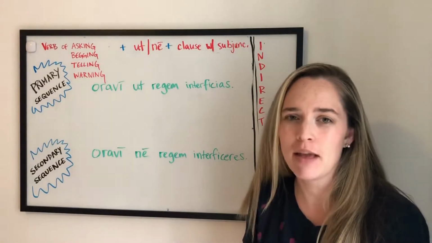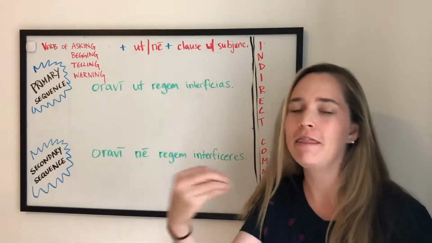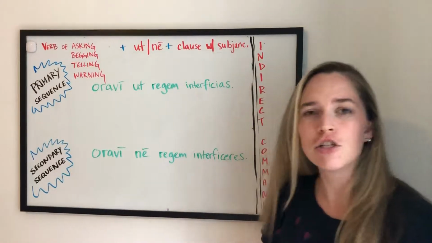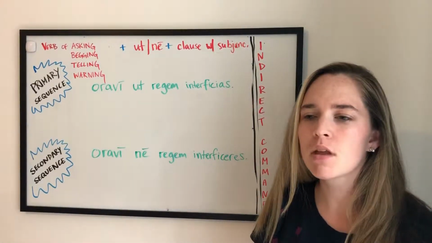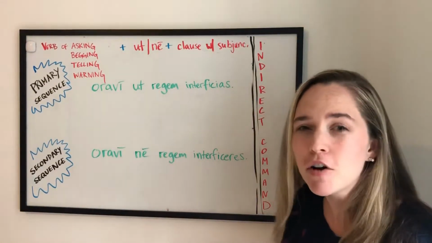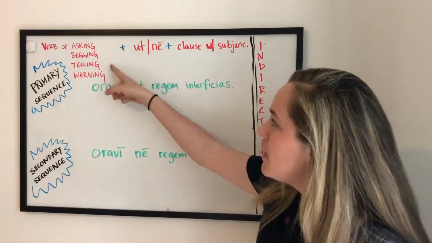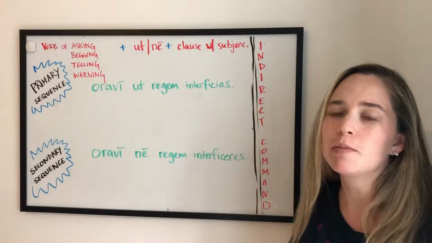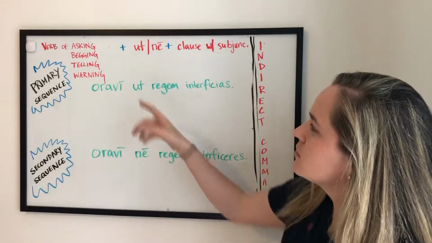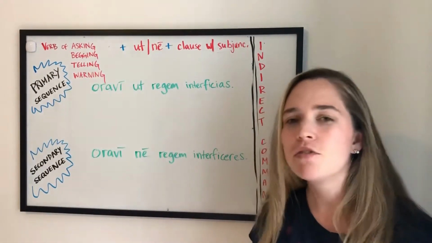That's an indirect command because first I said I beg and then I gave the idea of what I wanted you to do. In Latin, certain verbs take the indirect command construction. Not every verb of asking, begging, telling, or warning will do this, but a lot of them will. So you don't have to memorize which verbs take it.